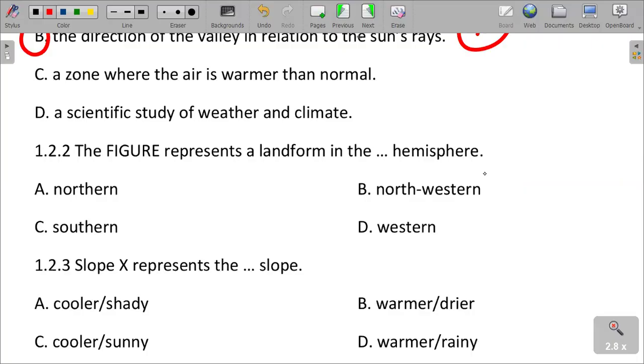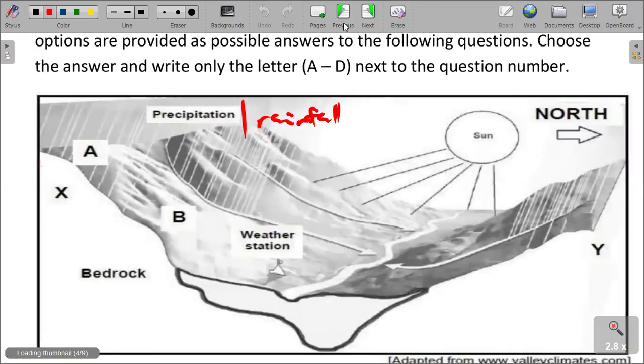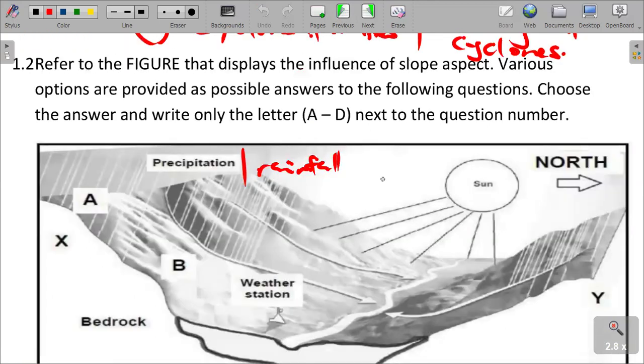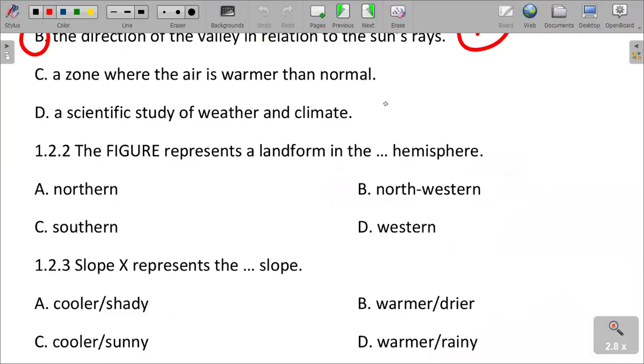The figure represents a landform in the dash hemisphere. Which hemisphere does it show? There is a north facing slope which is receiving more sunlight. So what are we supposed to understand? The figure represents a landform which is in the southern hemisphere, which we said in relation to the sun.